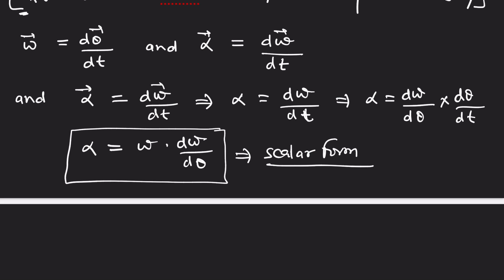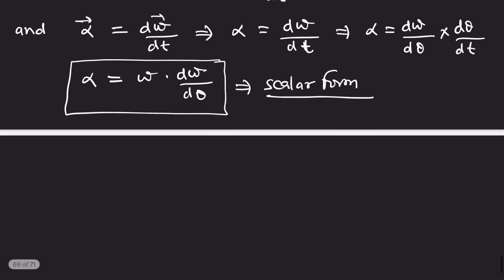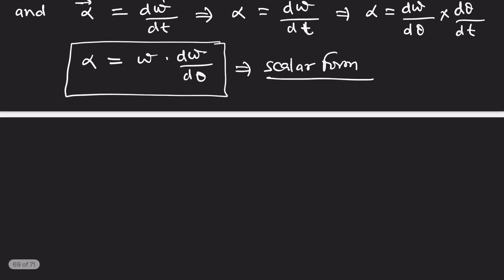Okay, so for right now, guys, you take it as a scalar form, and these two are vector forms. Okay, these two are vector forms. So now, guys, I can derive some general relationships. Okay, so what are those relationships, guys?